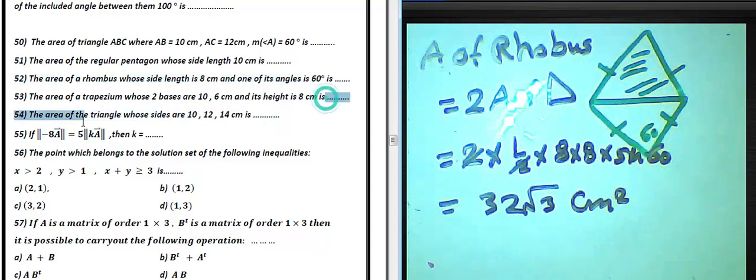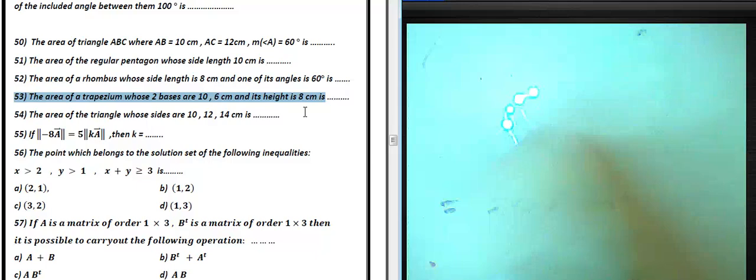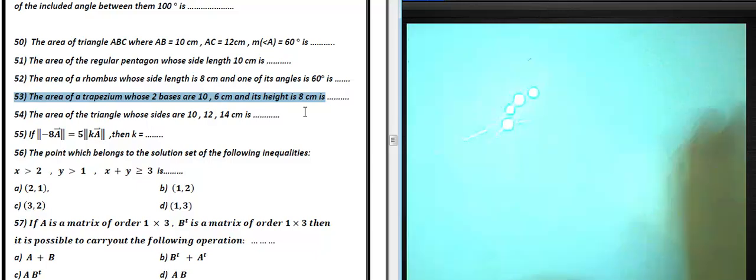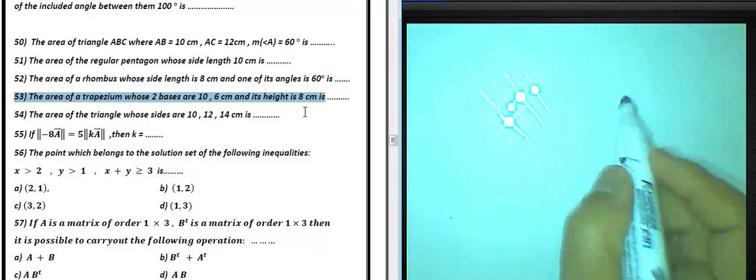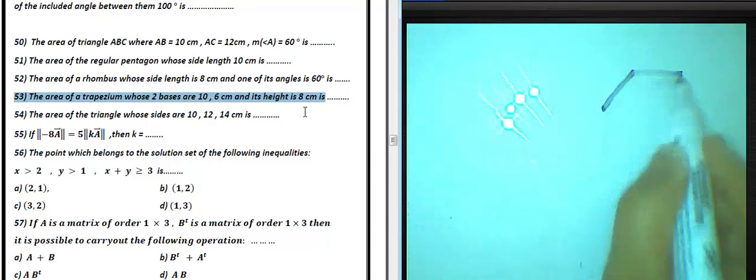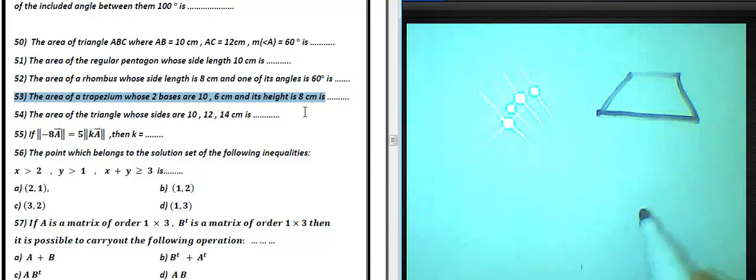Question 53. The area of a trapezium whose two bases are 10 and 6 centimeters, and its height is 8 centimeters. We can write the rule for the trapezium: half multiplied by the small base and the greatest base, multiplied by the height. We have a trapezium here.